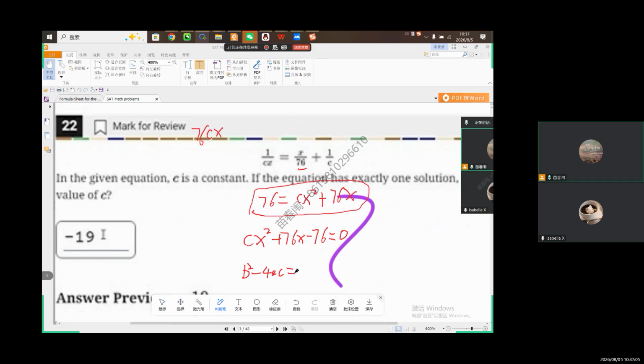Does that make sense? Yeah. So that'll be 76 squared minus 4 times a, which is c here, times negative 76. And then that should be 0, right? Exactly one solution means the discriminant is 0. Do you remember that for the discriminant, b squared minus 4ac, if it's 0, you have one and only one solution? Right, that makes sense.